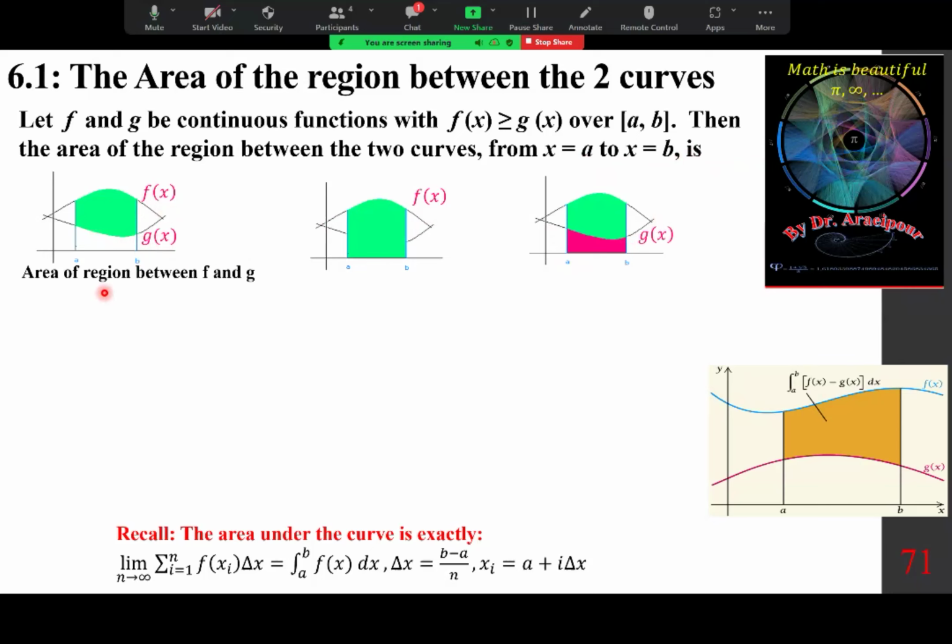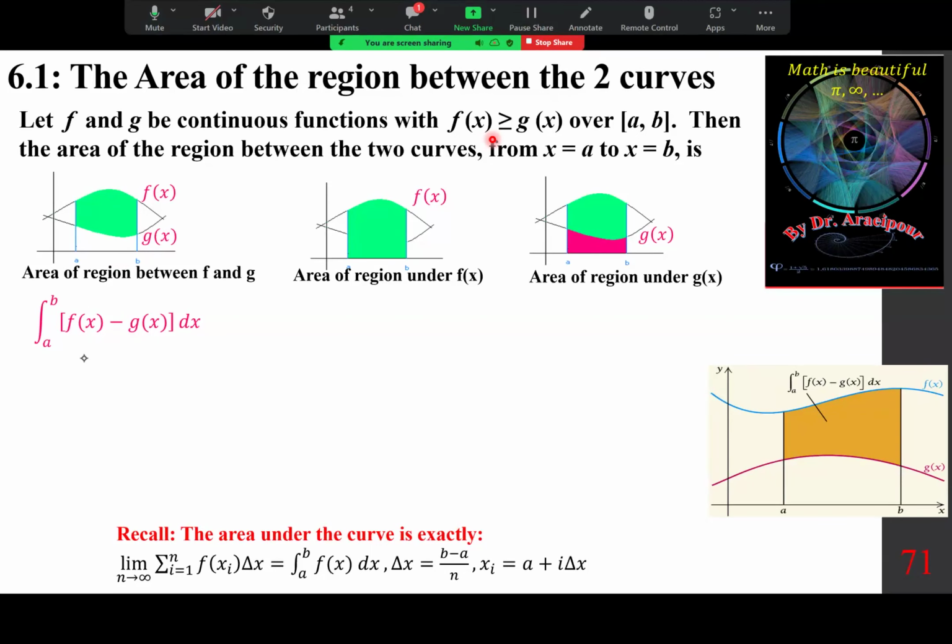So we say area of the region between f and g, area of the region under f, area of the region under g, and so we are going to write the integral from a to b of f of x minus g of x dx. That is the area between f and g. Again, remember both functions are positive and f is above g. If we don't know f is larger, we have to go with an absolute value. This is the integral from a to b of f of x dx minus the integral of g of x dx from a to b. So these are the two vertical lines.